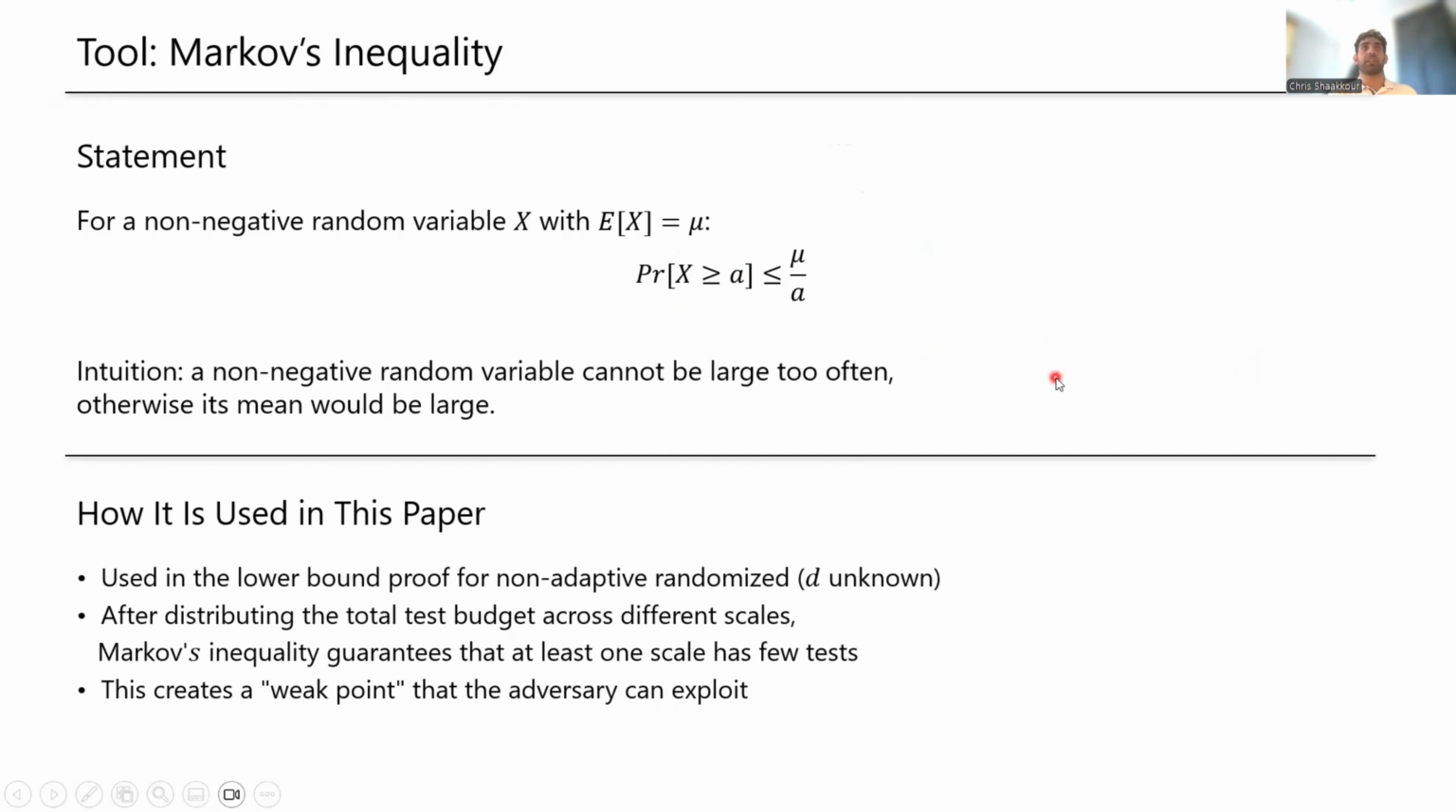The third tool is Markov's inequality. The statement says: for a non-negative random variable X with an expectation of E[X] = mu, the probability of X being greater than a, any number, is smaller than the mean divided by a. The intuition here is that a non-negative random variable cannot be large too often, otherwise its mean would be larger. This is also used in lower bounding proofs for non-adaptive randomized algorithms, where D is unknown. We're going to be seeing these later. This is Markov's inequality.